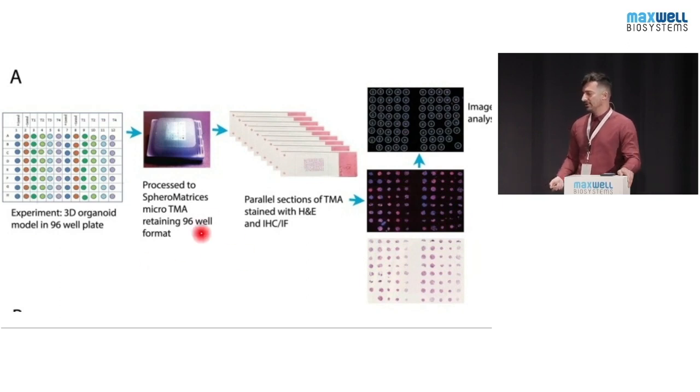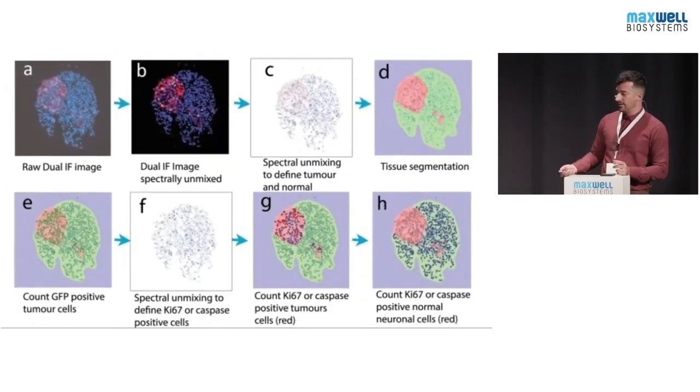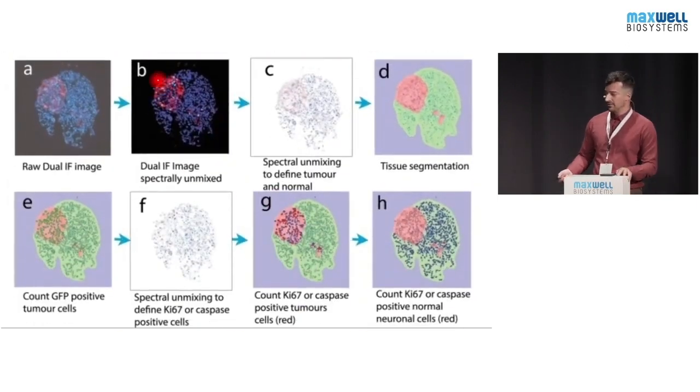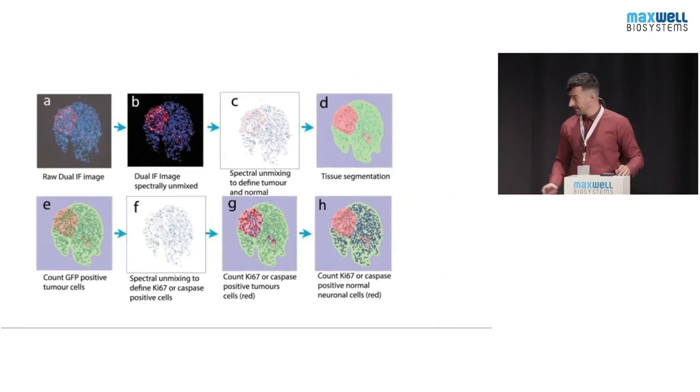And then we are using this spheromatrix micro TMA. We can cut different sections and stain for different stuff. And then we can analyze in-house with the software that we have. Because the tumor is fluorescent, we can also track and quantify how much of the tumor we have after the treatments, and also for different stainings.